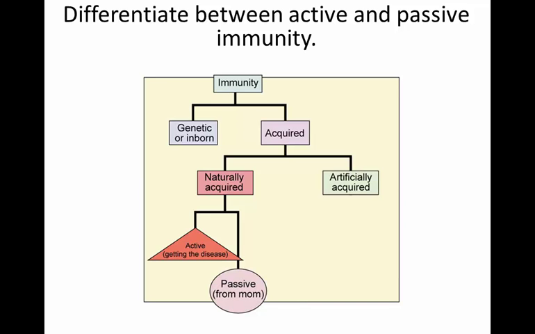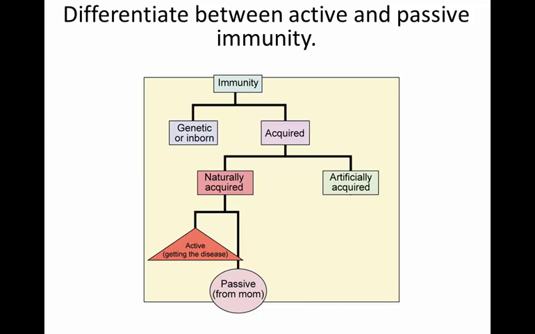Ultimately, you end up producing memory T and memory B cells in order to actively fight off the disease if you were to acquire it again. Passive naturally acquired immunity is passive because it's from mom. The example of this is that when a mother gets infected with a disease, chances are her offspring is also getting infected with the disease.